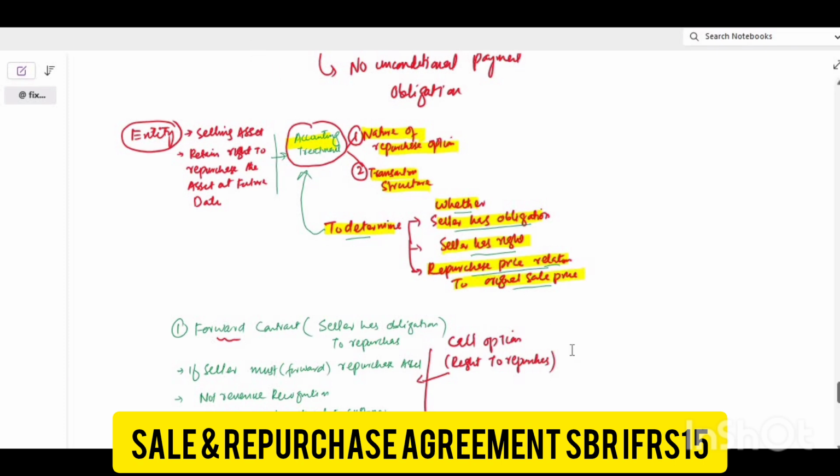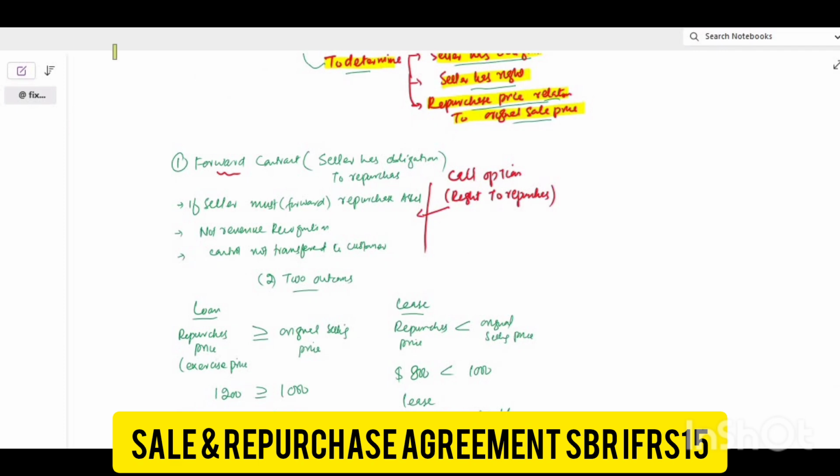Now, if the seller has the obligation to repurchase the asset, then we call that a forward contract. In the case of a forward contract, the seller must forward repurchase the asset and no revenue should be recognized because control is not transferred to the customer. In that case, you have two options for how you will deal with such a transaction. You will consider it as a loan or you may consider it as a lease.